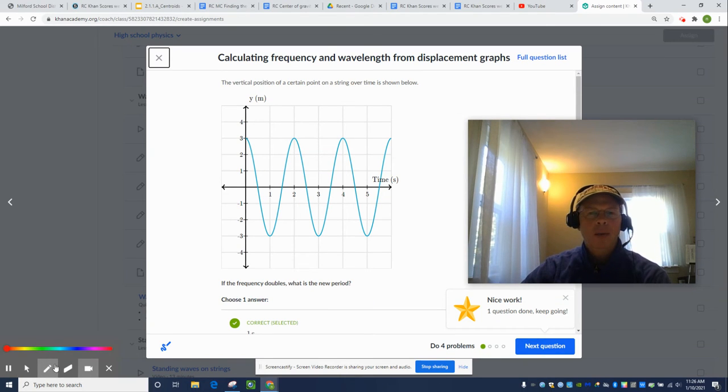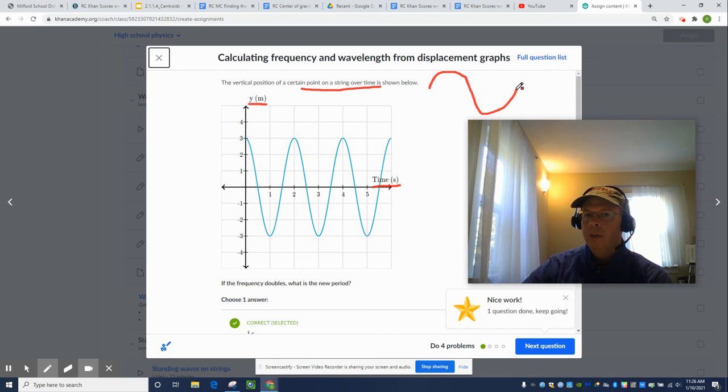I'd like to do a Khan Academy problem from the set Calculating Frequency and Wavelength from Displacement Graphs. So we're keeping track of the vertical position as a function of time. They describe it as a vibrating string.